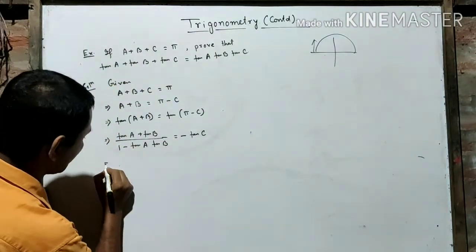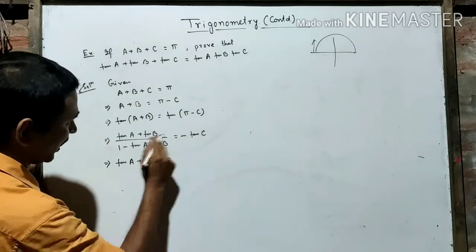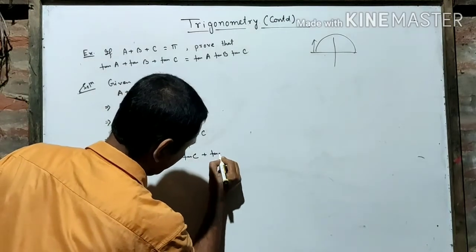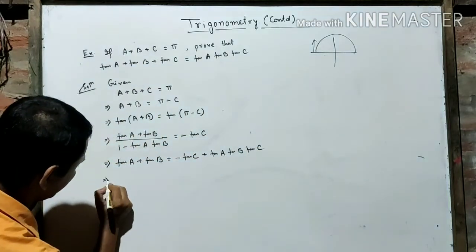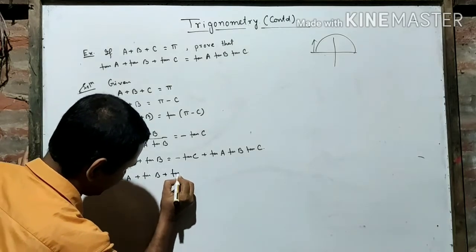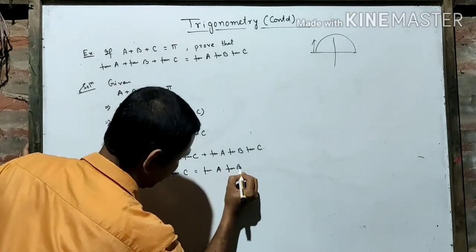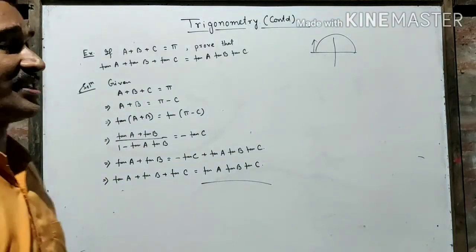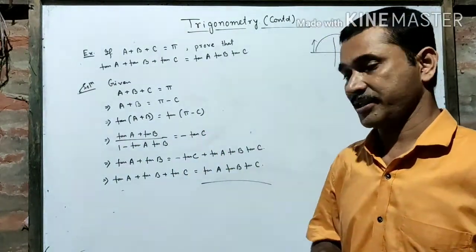Now you cross multiply: tan A plus tan B, multiply minus tan C, minus minus plus tan A into tan B into tan C. This implies tan A plus tan B plus tan C is equal to tan A, tan B, tan C. And this is, I am telling you again, this is a model type of question. You will get some more questions of this type in your exercise. Okay.